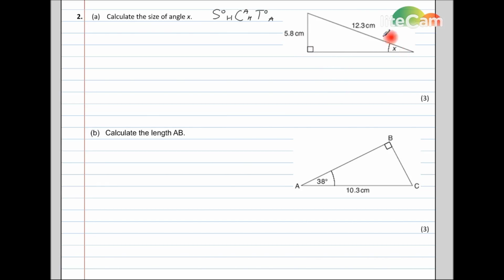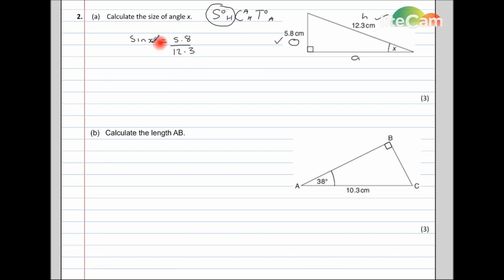Okay, well, if this is my angle, this is the longest side, so we'll call that H. This is the side next to the angle, so we'll call that the adjacent side. And this is the side that's opposite the angle, so we'll call that the opposite. And the two that we're using in this problem are the opposite and the hypotenuse. So we want sine. So the first thing we're going to do, we're going to write sine. And we don't know the angle, so we're going to put an x here. Equals the opposite, which is 5.8, over the hypotenuse, which is 12.3.